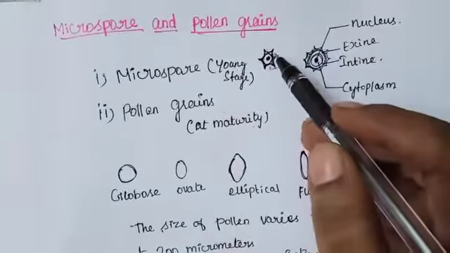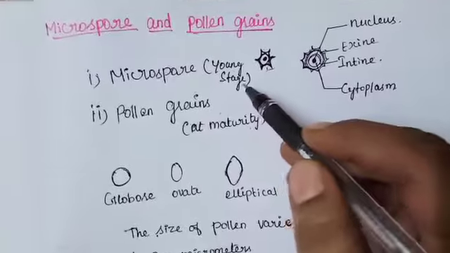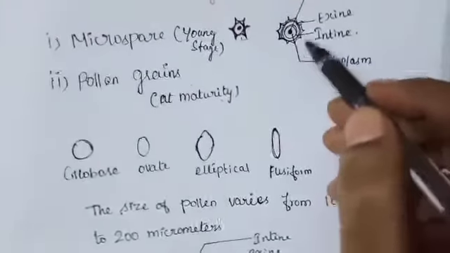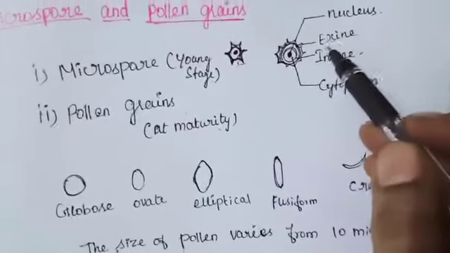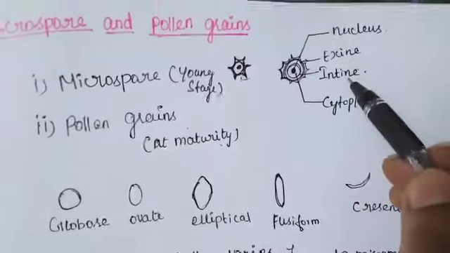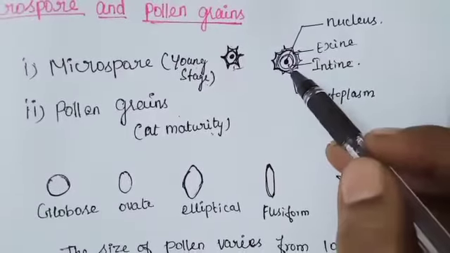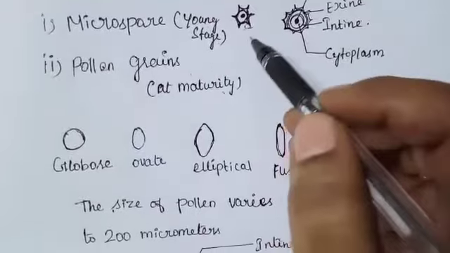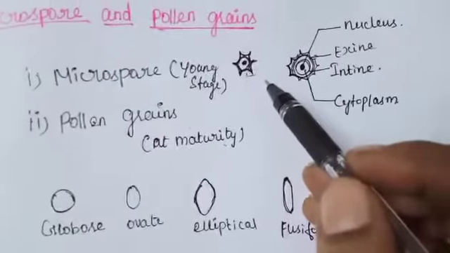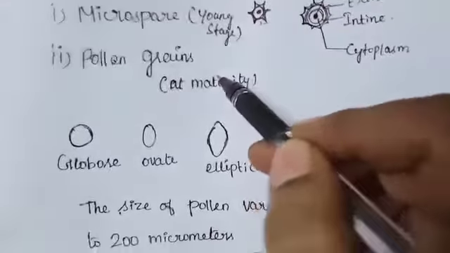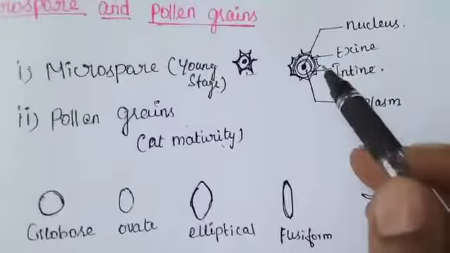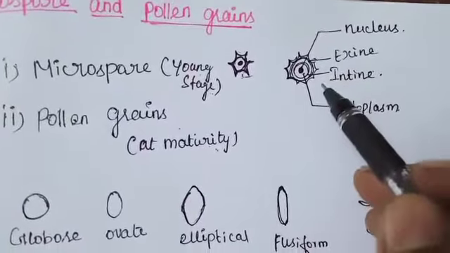Next, microspore and pollen grains. Microspore is the young stage, pollen grain is the maturity stage. Microspore consists of two outer layers, exine and intine. Then inside is cytoplasm, and inside the cytoplasm is the nucleus. Microspores are the immediate product of meiosis of the microspore mother cell, whereas pollen grains are derived from microspores. The microspore has protoplasm surrounded by a wall which is yet to be fully developed.